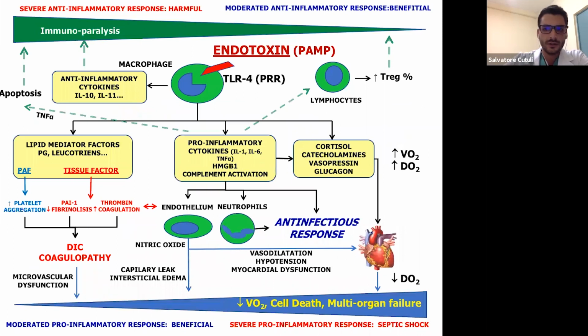In this context, endotoxin, a molecule contained in the outer part of the membrane of gram-negative bacteria, is an important mediator. It is a pathogen-associated mediator, and as you can see in this picture, it activates many different inflammatory pathways, and the dysregulation of these pathways may be associated with sepsis and multi-organ dysfunction.